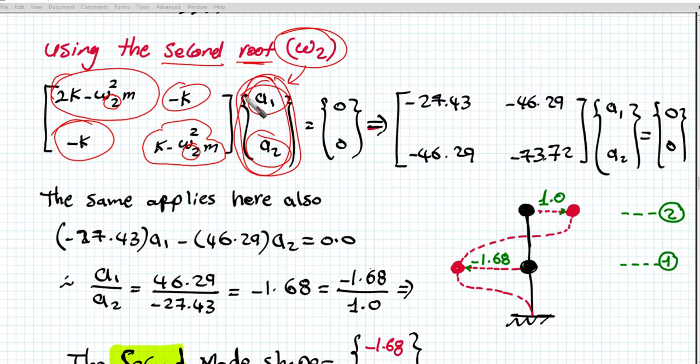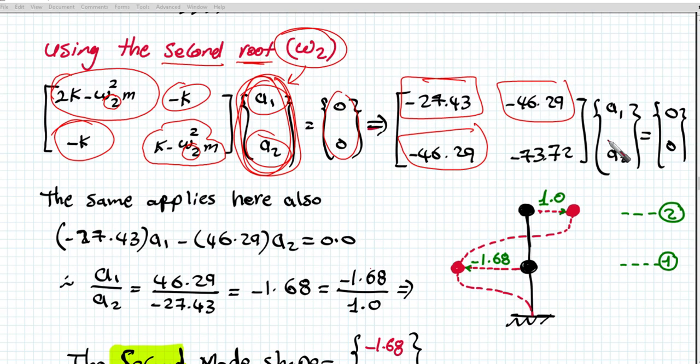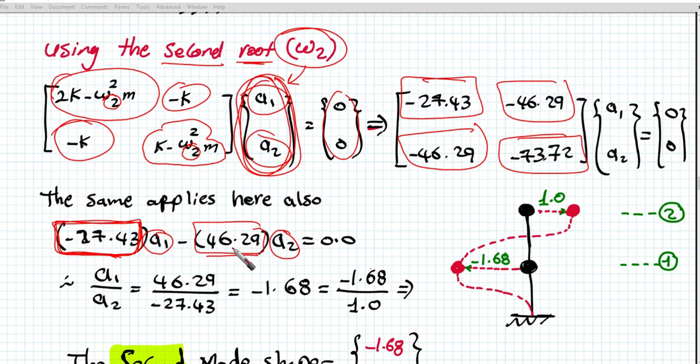This means that they are different. These are the mode shapes for omega 2, equal to 0. In a similar fashion, we're going to obtain the numerical values, and then we're going to have the same coupled, dependent equations. So the same applies here, and we are going to obtain one equation only. In this case, I only used one equation here. So we have A1 here, A2 here, and these are the numerical values associated with A1 and A2. And I found that A1 over A2 equals minus 1.68.